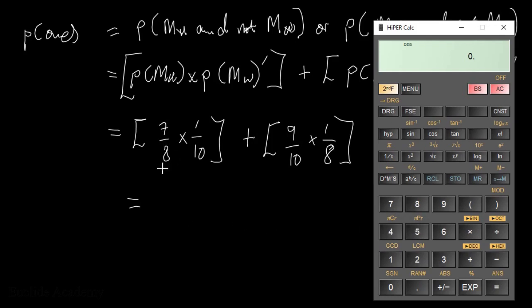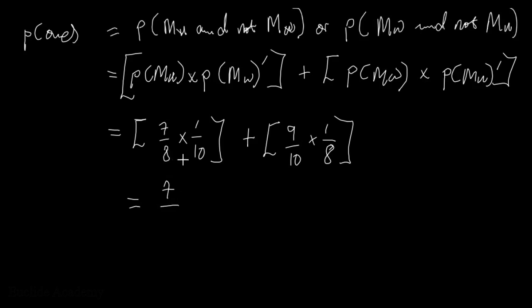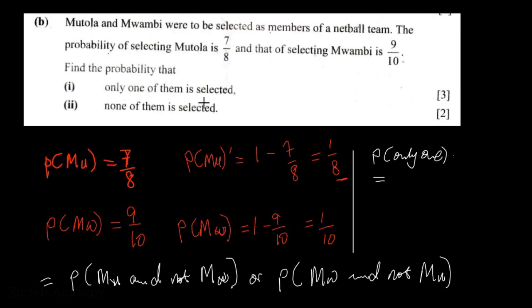I think we can mentally do this. 7 times 1 is 7, over 8 times 10, that is 80, right? Plus we have 9 times 1, that is 9, over 8 times 10, that is 80. Then you have 7 over 80 plus 9 over 80. We just add the numbers on top and we have 16 over 80. Okay, so this is the probability of selecting only one: 16 over 80. So up to this point we've answered the first part.